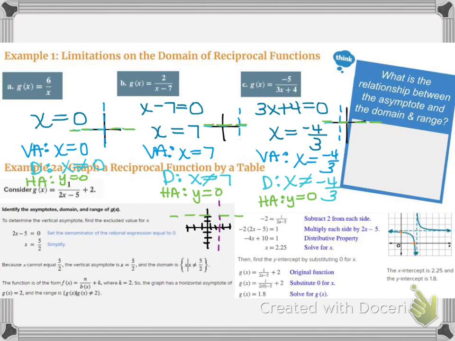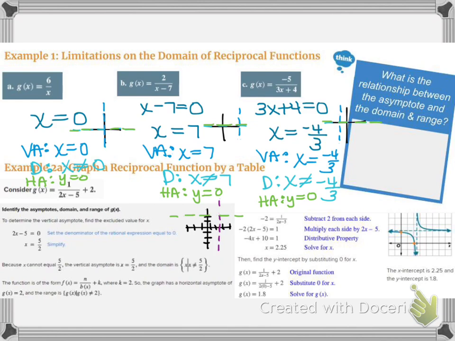With those examples being explained, can you now answer the blue box on your own? What is the relationship between the asymptote and domain and range of a reciprocal function? Pause here and fill in your answer. Resume when you're ready. Hopefully you got your answer.